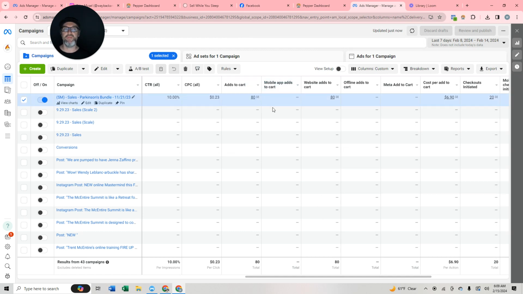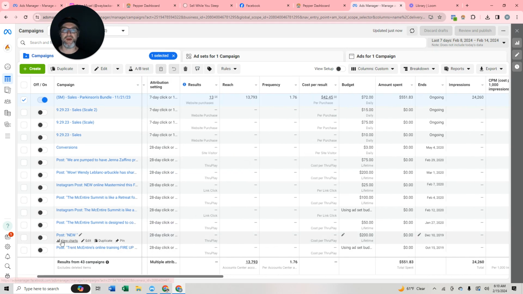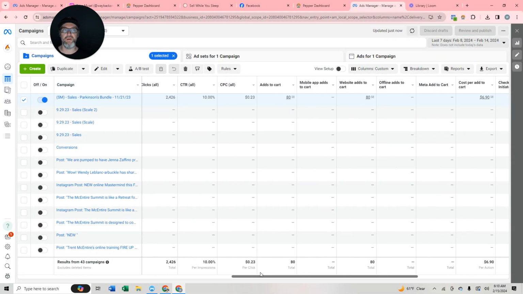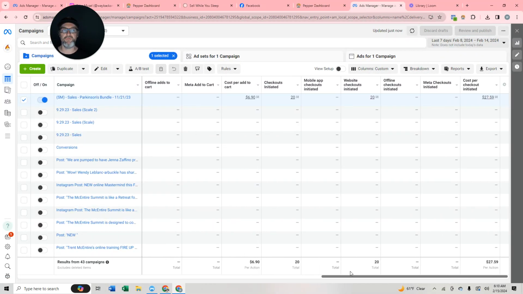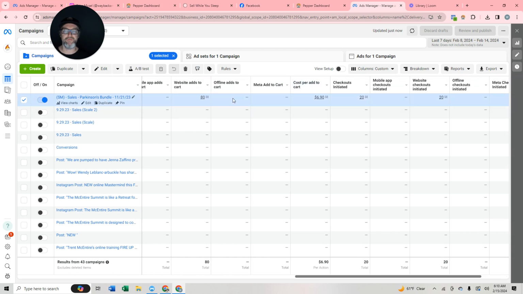And this is a bit of an alarming stat. He had 80 add to carts and only 20 checkout visits. Now, when they got there, 65% of them converted, but he's paying almost $28 per checkout visit. This means he's losing a lot of money in the exchange from the cart to the checkout. So that's something I pay really close attention to, because if they're getting to the money spot, that's what you want to see.